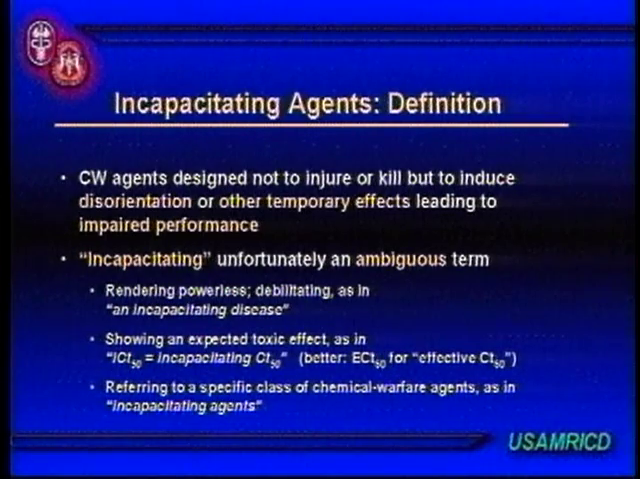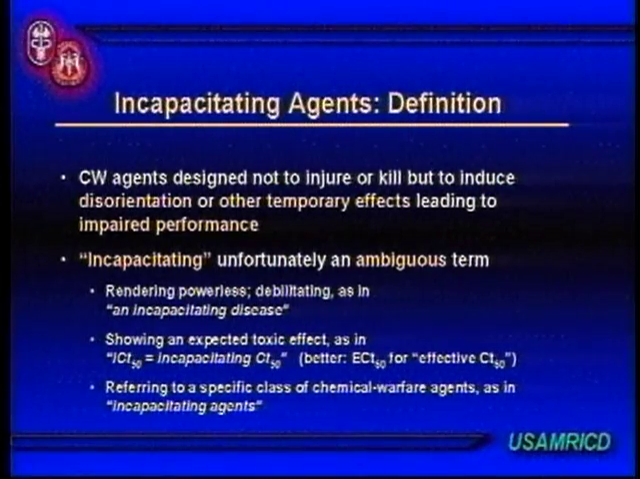Now, we can also use incapacitating in the sense of an ICT-50. Remember I said, what's an ICT-50? It's the dose that causes incapacitation, that is, a certain effect in a given individual. So if I'm talking about an ICT-50 for meiosis, for nerve agent, yeah, I can use that. What did I say a better term would be? Effective CT50. Excellent, very good. An ECT50. Because meiosis may be incapacitating if you have one MOS, it may not be incapacitating if you have another MOS. If you're a soldier firing a rifle at fairly close range, it may not be that incapacitating. If you're an aviator, it's very incapacitating to have meiosis.